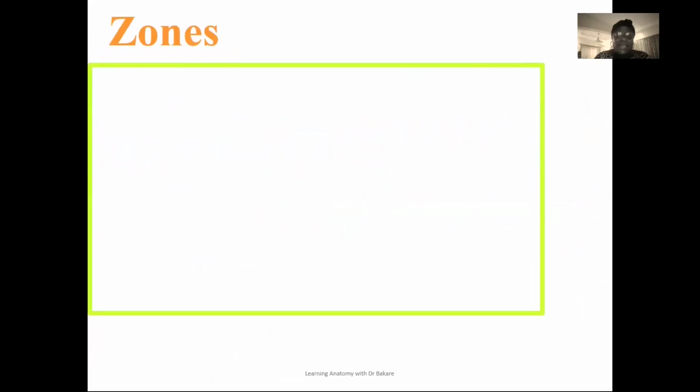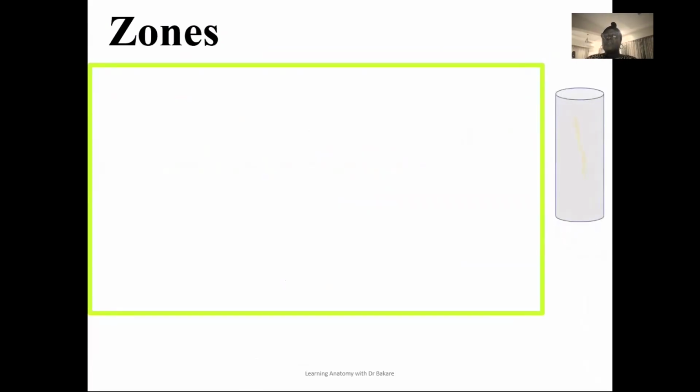Within the Guyon's canal, we have the creation of 3 zones, and these zones are created based on the bifurcation of the ulnar nerve. Don't forget that the ulnar nerve is seen to pass through the Guyon's canal. So there are specific points where the bifurcation of this nerve occurs, and this is used to state the different zones. This is where we have the Guyon's canal, and this is where we have the ulnar nerve, of course, bifurcating or splitting into the superficial and also the deep branches.